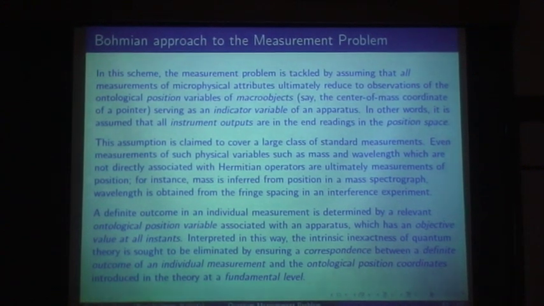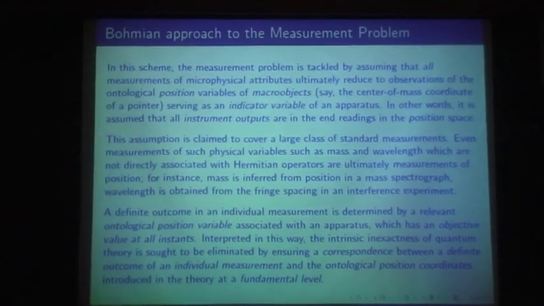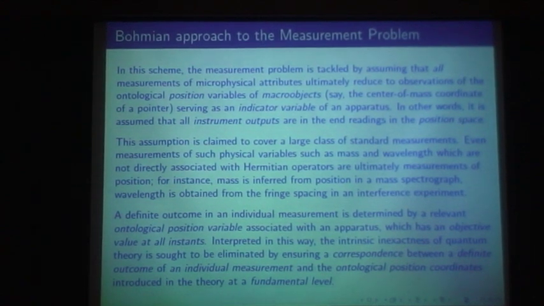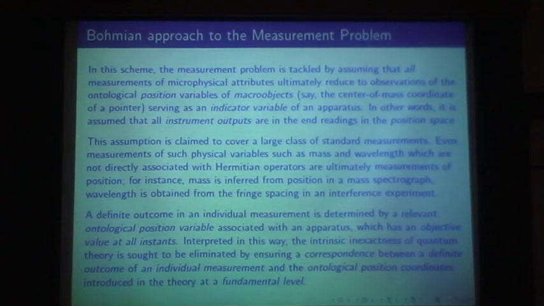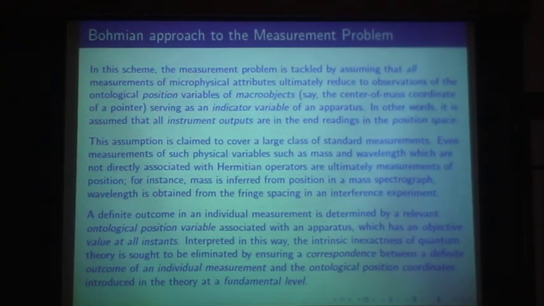So if one assumes that, in the Bohmian model, the spirit is that since I have introduced ontology for the position at the micro level, it is a seamless description going over to the macro. There is no division between the micro and the macro. Since the micro has position independent of observation, the macro is automatically solved. So quantum mechanics is a universal theory, and it's a seamless description. And a definite outcome at the end of a single measurement run is denoted by the ontological position variable associated with the apparatus. So since we have already assumed ontology at the micro level, at the macro level it is automatically guaranteed. So in that sense, the Bohmian model argues that there is a correspondence between the definite outcome of an individual measurement and the ontological position coordinate introduced in the theory at the fundamental level.